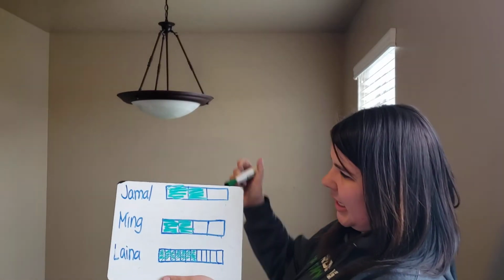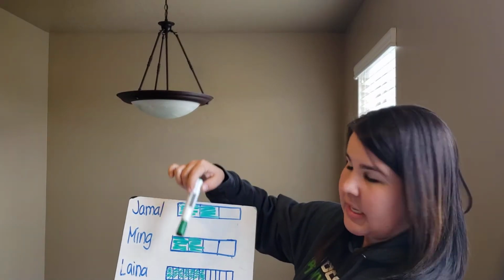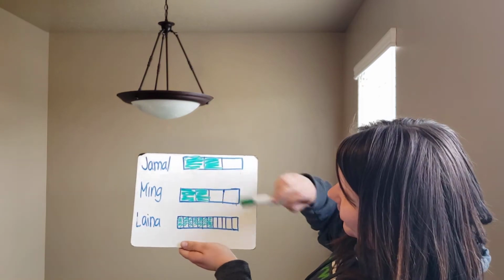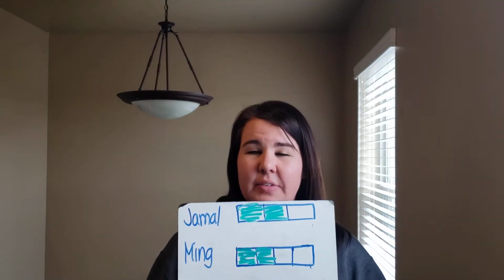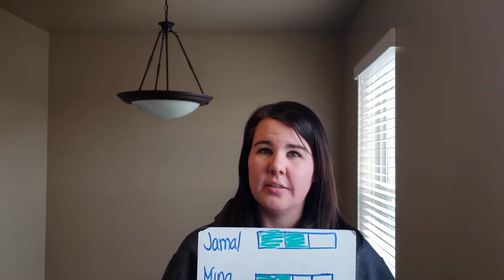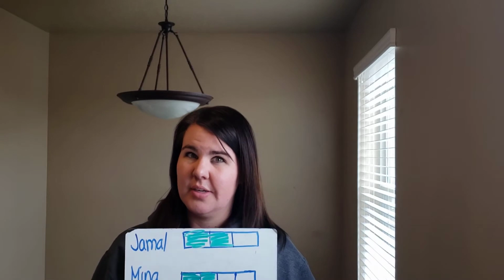But from what I can see, it looks like Ming definitely didn't run as far as Lena or Jamal. And it looks like Jamal ran the furthest. Now you may have solved it a different way. If you did, hopefully we came up with the same answer, because that's one of the best ways we can check ourselves, is to compare against each other. Okay, let's move on to our lesson now.